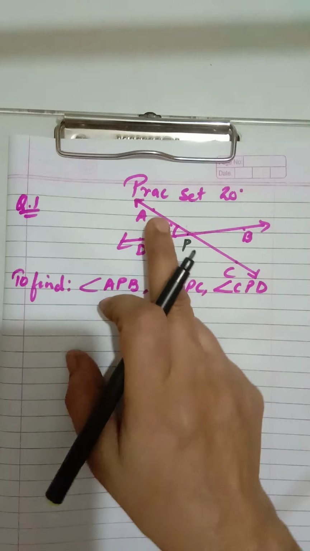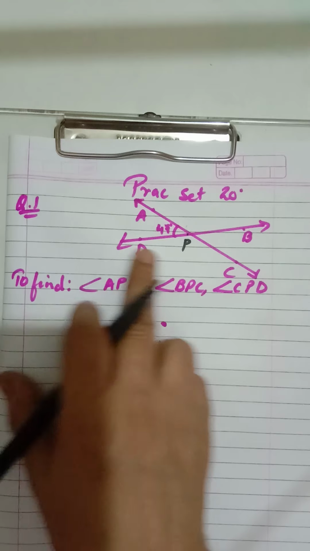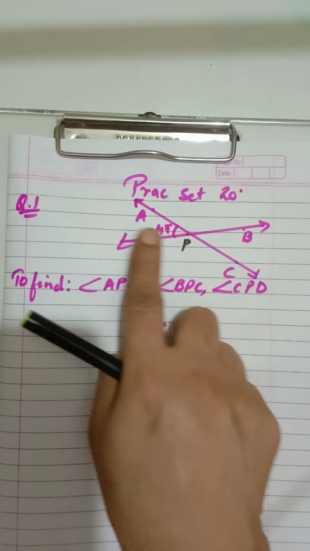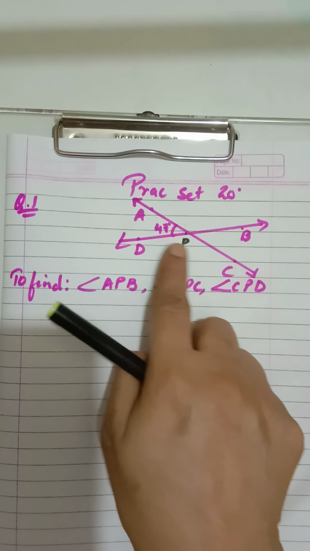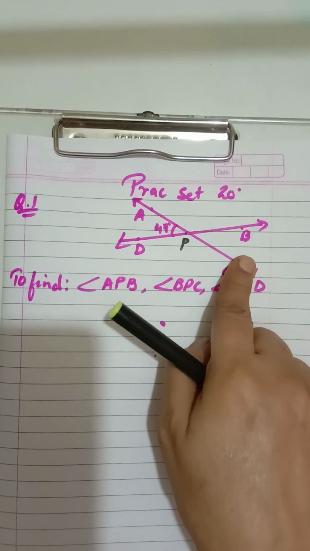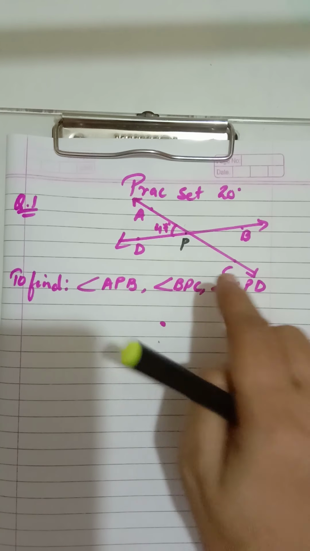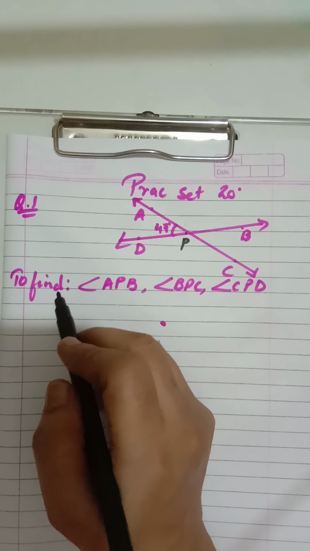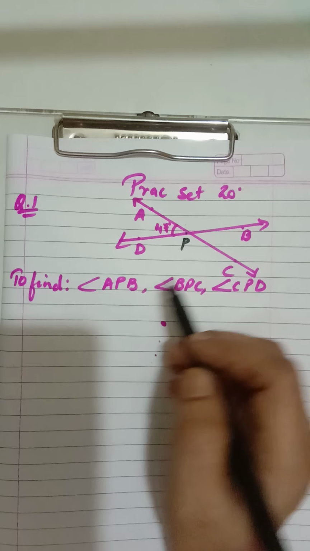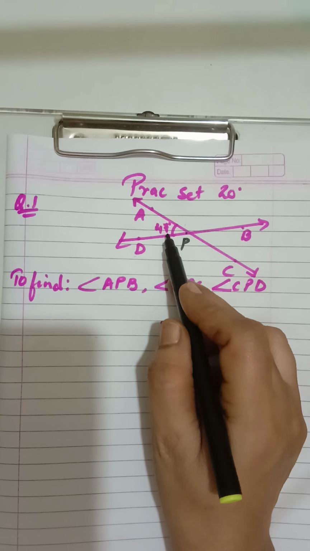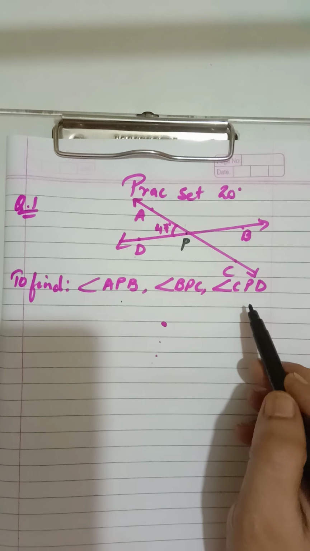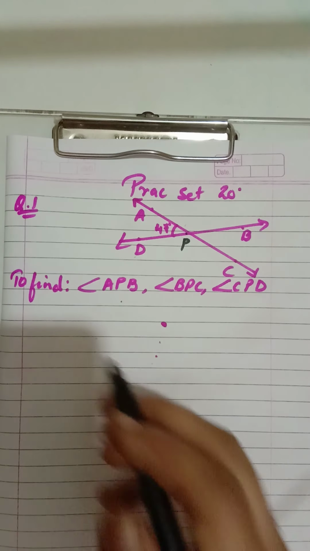Now students, let's start with practice set 20. First question, I have drawn the figure. You can see, children, two lines intersect at one common point, that is P. Line AC and line BD both intersect at common point P, and we are getting here vertically opposite angles and other linear pair angles. Now what is the question? They have said that lines AC and BD intersect at point P. Measure of angle APD is 47 degrees. Then find the measures of angle APB, angle BPC and angle CPD. Three angles we have to find out.